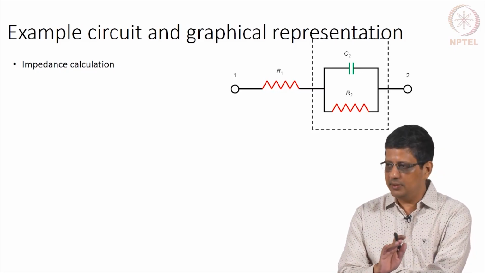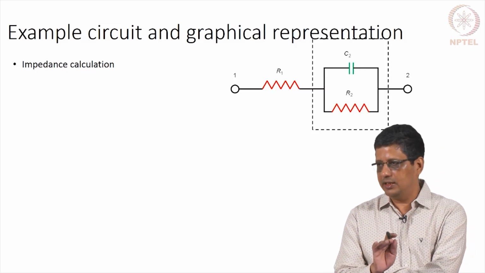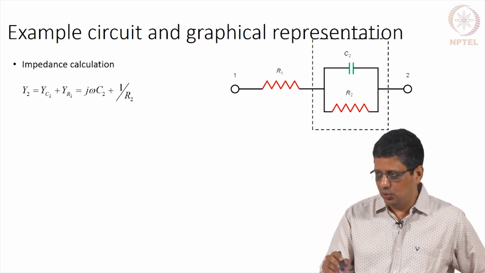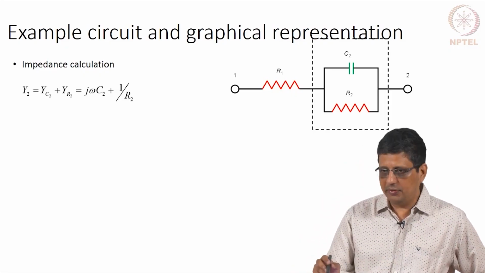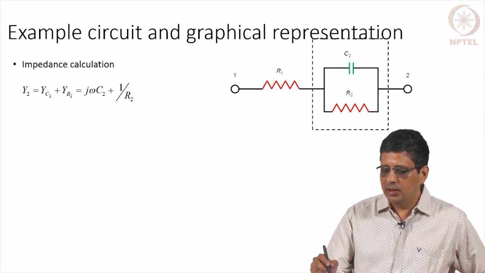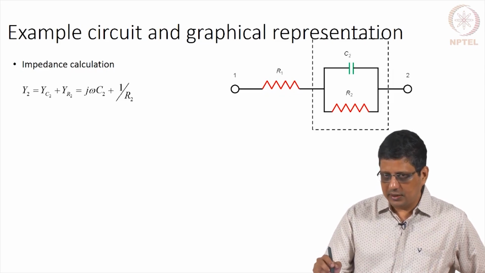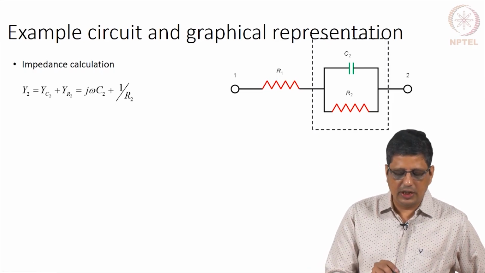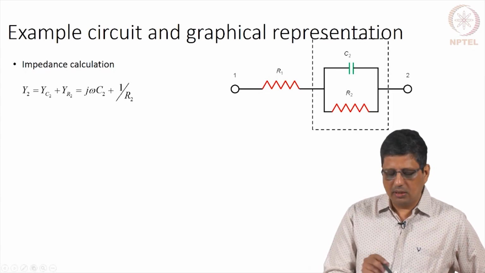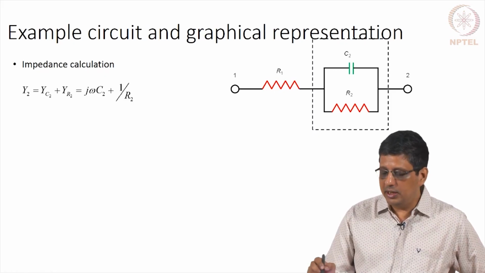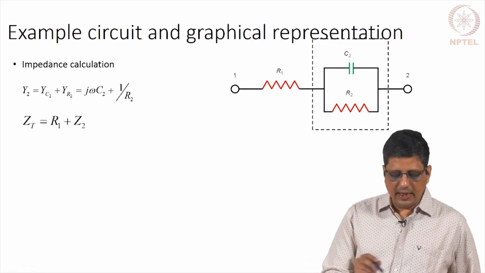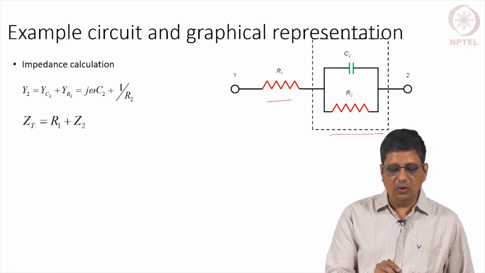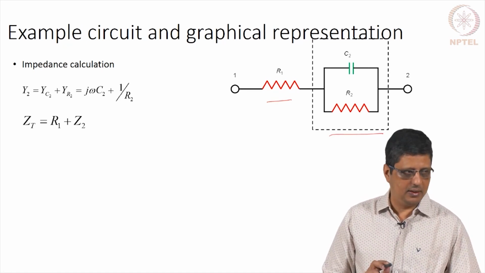Right now we want to look at this and calculate the impedance for this circuit. I want to call the left side 1, the right side 2. The admittance of the elements in the box is going to be the admittance of the capacitance and the admittance of the resistance. So, I will call this j omega C2 plus 1 by R2, the sum of these will give me the admittance of the box. Total impedance, I call it Z total, is going to be R1 plus Z2, where Z2 is going to be the inverse of the admittance here.